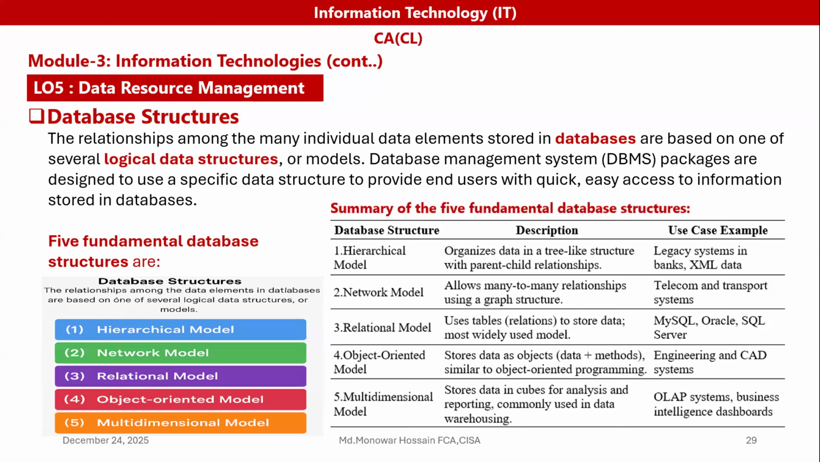So database structure, we know, is the relationship among the many individual data elements stored in a database, based on one of several logical data structures or models. Those structures or models are the hierarchical model, network model, relational model, object-oriented model, and multi-dimensional model. So the relationships among data elements in databases are based on these logical structures.